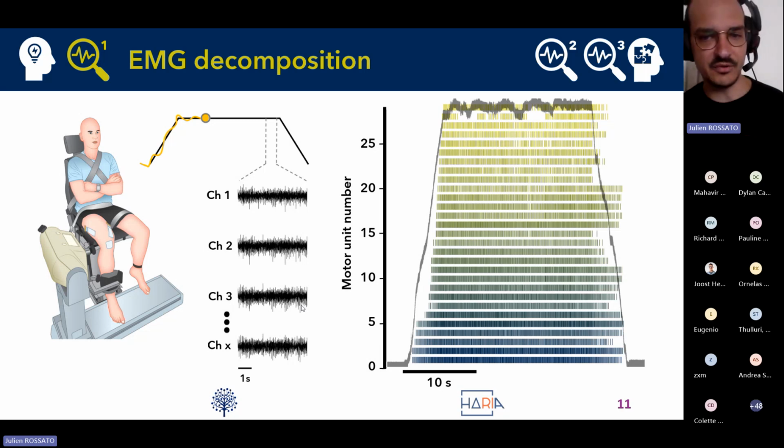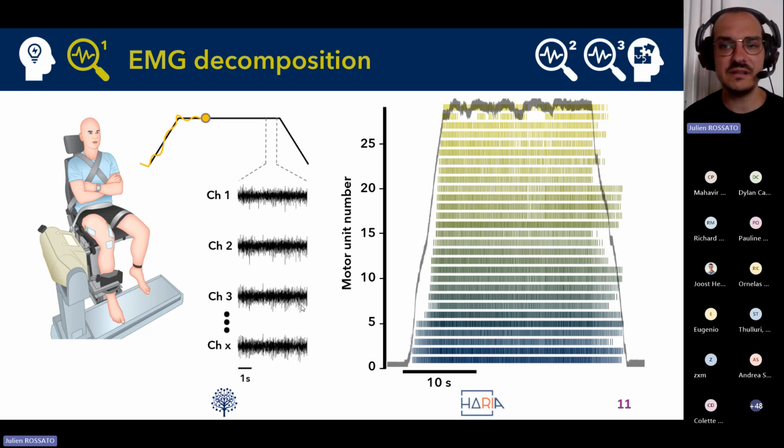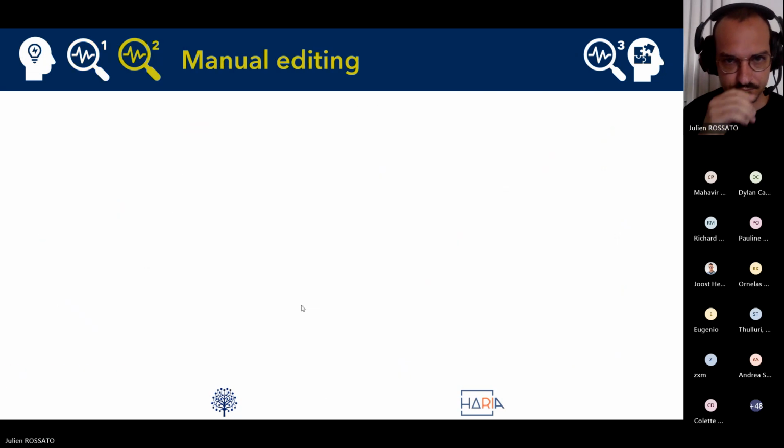However, with experimental signals, these approaches require some degree of manual editing of the motor unit spike trains to check for false positives or false negatives.